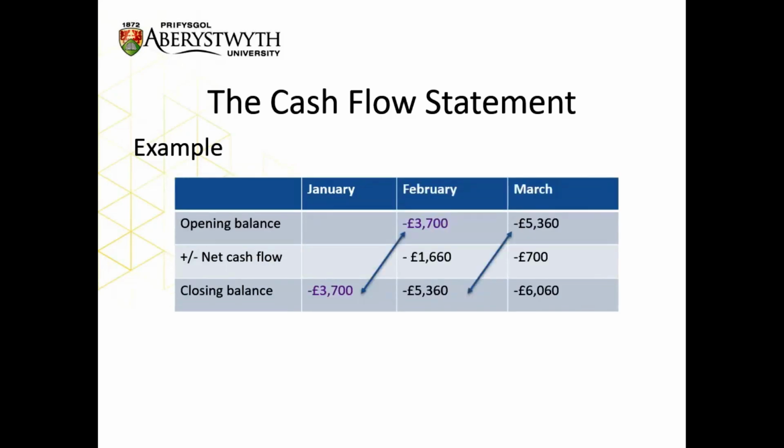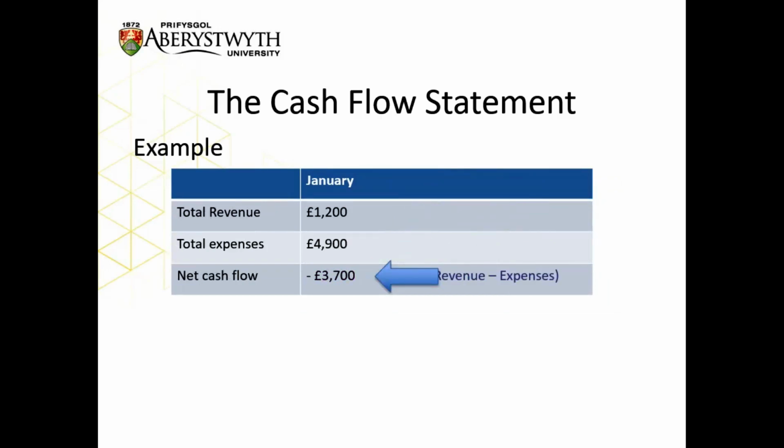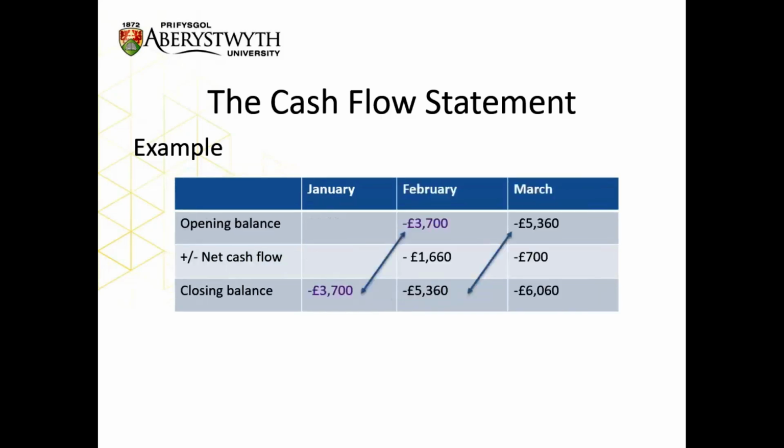So let's take the cash flow statement for the 3 months beginning January. We know from the other slide that we had 3,700. Okay, I'll just skip back to the previous slide so you can see where it came from. Okay, so it's that final figure, that last figure there, the net cash flow, 3,700. So that closing balance in January becomes our opening balance in February. So it moves to the top of February. So we're starting February in a negative position of 3,700.